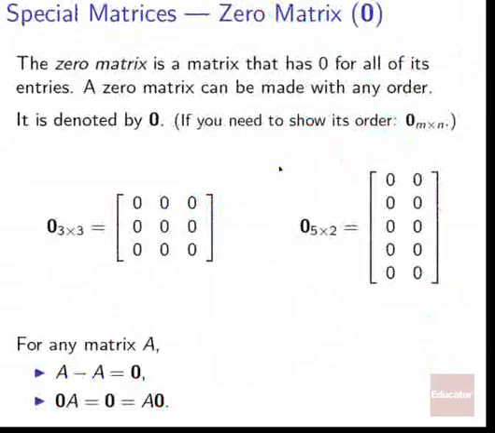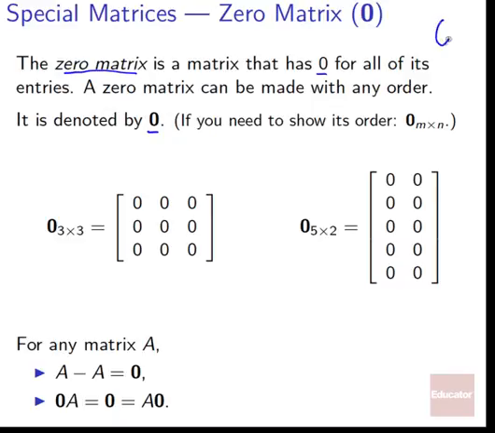All right. Finally, two special matrices to talk about. First off, the zero matrix. The zero matrix is a matrix that has, no big surprise, zero for all of its entries. A zero matrix can be made with any order at all. It is denoted by a zero as bold.